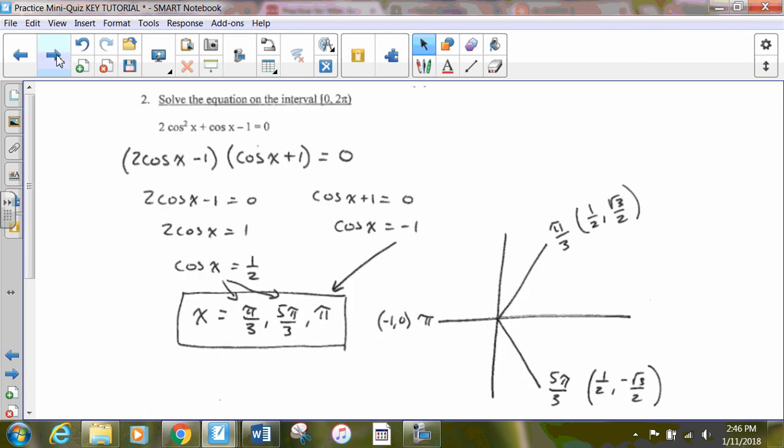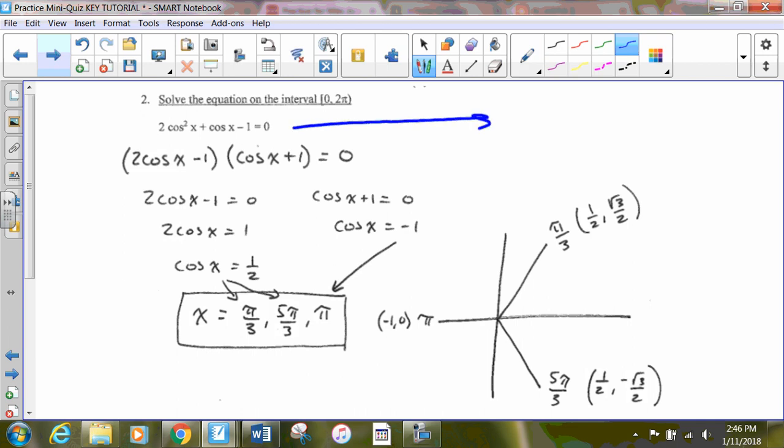All right, so this next one was solving the equation, and this one looks a lot like the problem we worked on in our notes. If you see something that looks like a quadratic, then you're going to pretend that it is. So instead of seeing it as 2 cosine squared x, you're going to write 2x squared. Instead of cosine x, you're just going to write an x, and then minus 1 is minus 1. So you're going to factor that.